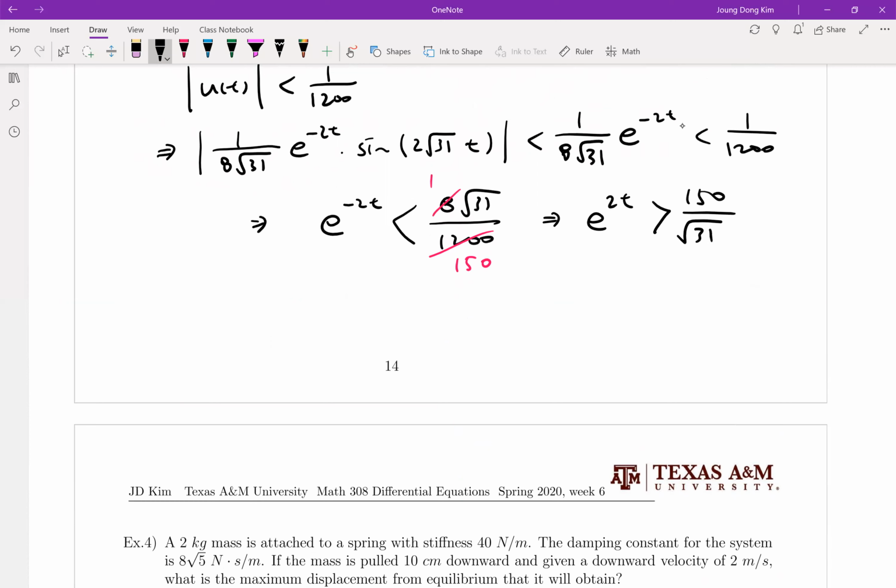Okay, then since both of them are positive numbers, we can just take the log on both sides. And this will be ln of e to the 2t, which is 2t, right? It's bigger than ln of 150 square root of 31. Okay, when you use a calculator for this one, it's approximately 6.29... so your t must be bigger than about 1.6.